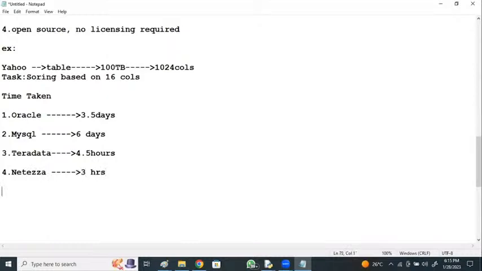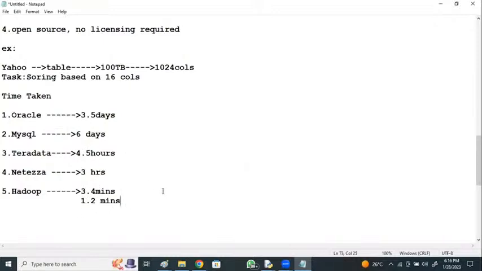But finally, Hadoop has taken just 3.4 minutes. And the latest version of Hadoop has taken just 1.2 minutes. If you talk about Spark, it will take seconds. Spark's speed is much faster than Hadoop. So this is the Hadoop speed compared with other systems, which have taken days and hours. Hadoop has taken just minutes.